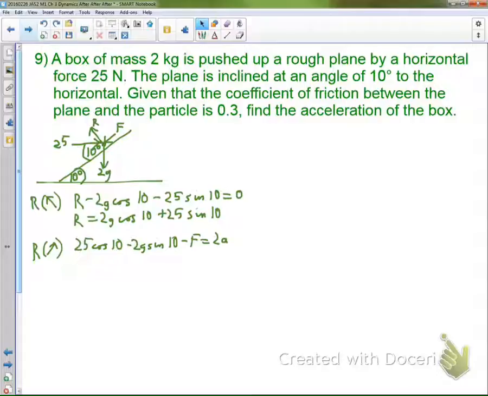So, as is often the case, we'll need to make use of F equals mu R in order to continue. So we have F is equal to mu R, so F is equal to 0.3 times (2g cos 10 plus 25 sin 10). And we know, since the box is accelerating, friction will take this maximum value. So we can substitute that into our previous equation, and we get quite a long expression.